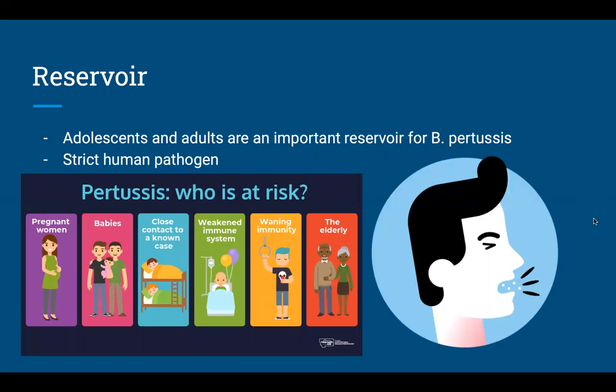Adolescents and adults are an important reservoir for Bordetella pertussis and are often the source of infection for infants. Infants are the most vulnerable to this disease. Bordetella pertussis is a strict human pathogen with no known animal or environmental source. The people at most risk for pertussis are pregnant women, babies, people in close contact with a known case, individuals with a weak immune system, and the elderly.